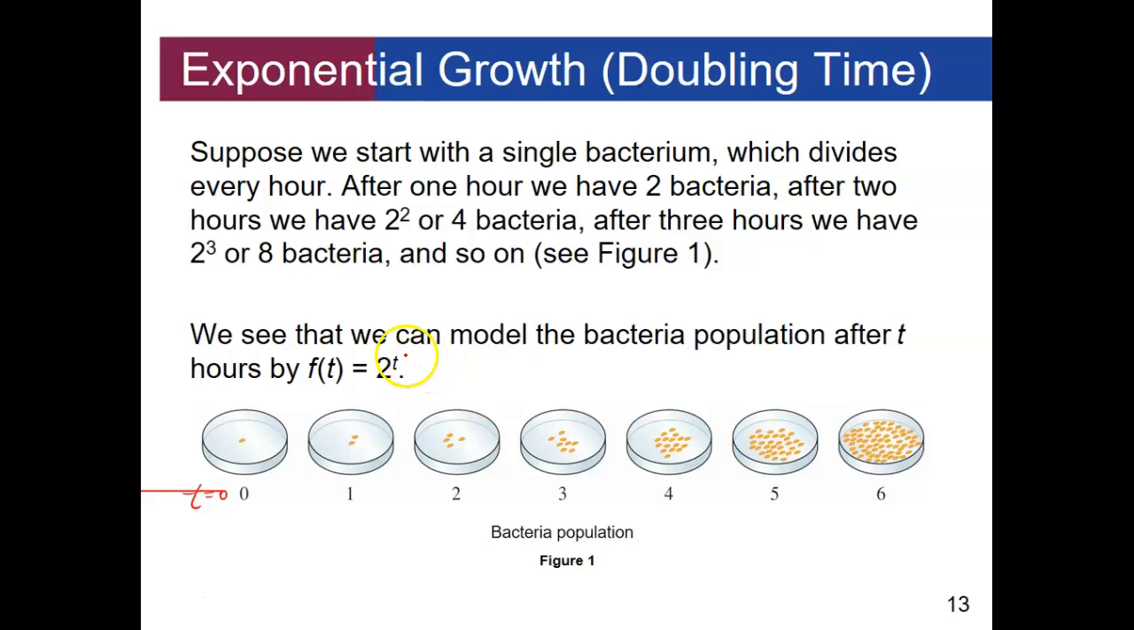And so when we look at the model for that, this base here is a 2 because we are doubling. If we were tripling every hour, then this would be a 3. If we were dividing in half every hour, then this would be a 1/2. So whatever this base is, it's an indication of the multiplier that we're using in the exponential model there.